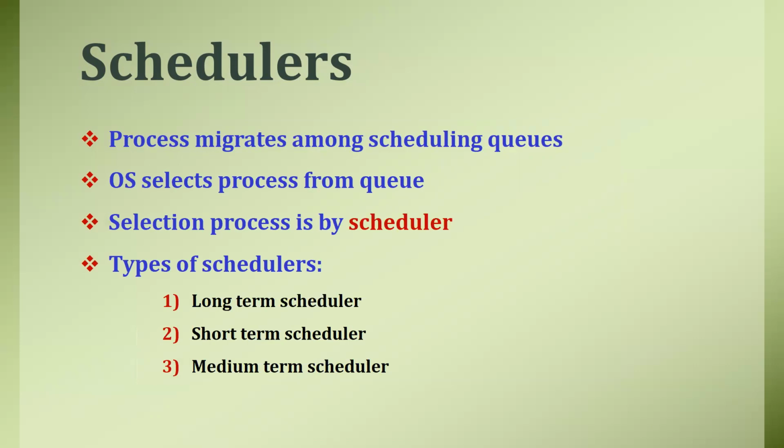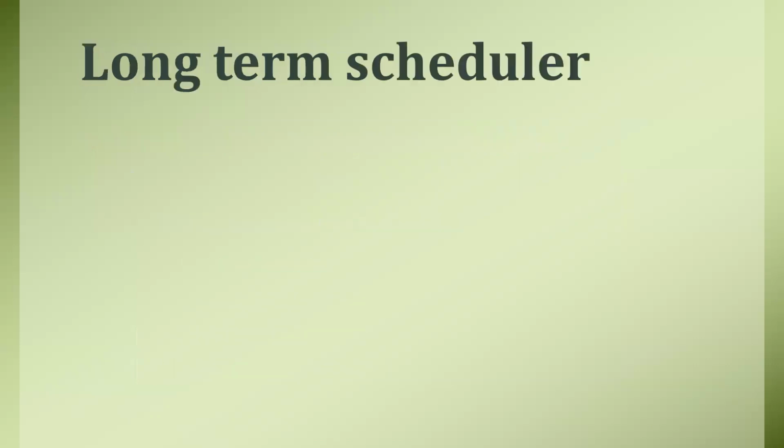Often in a batch system, more processes are permitted than can be executed immediately. These processes are spooled to a mass storage device, typically a disk, where they are kept for later execution. The long-term scheduler, or job scheduler, selects processes from the spool and loads them into memory for execution. The short-term scheduler, or CPU scheduler, selects from among the processes that are ready to execute and allocates the CPU to one of them.